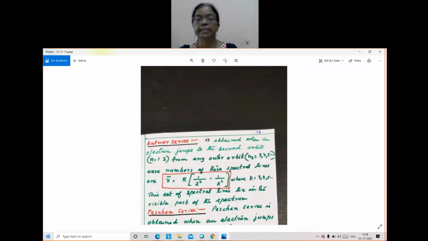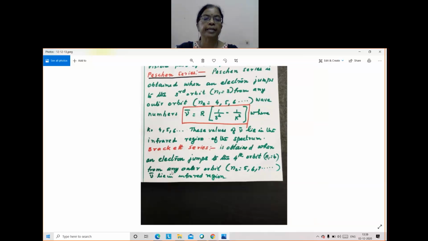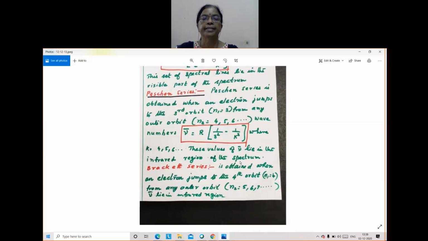Badra, tell. Badra. ν̄ equal to R into 1 by 3 square minus 1 by k square. Where k equal to? k equal to 4, 5, 6. Yes, very good. 4, 5, 6, etc. And it is in infrared region. New wavelengths lie in infrared region.